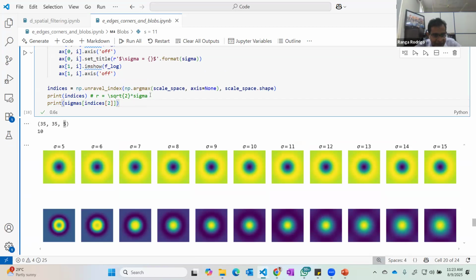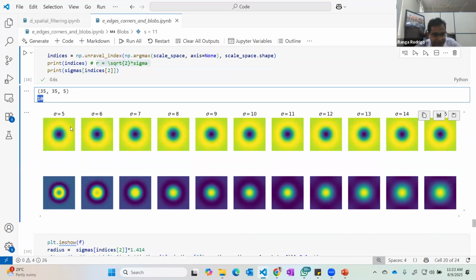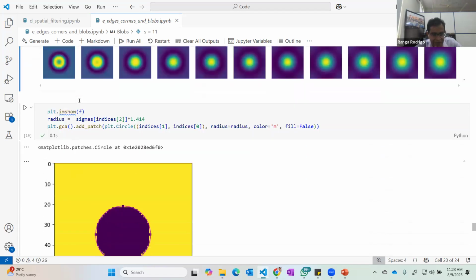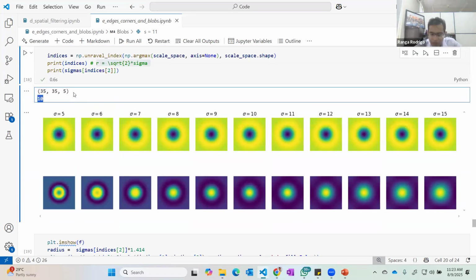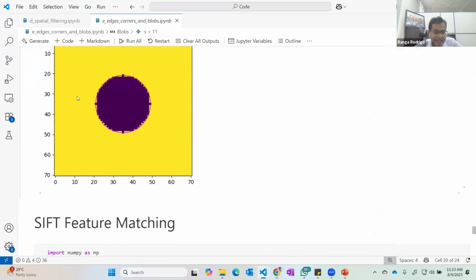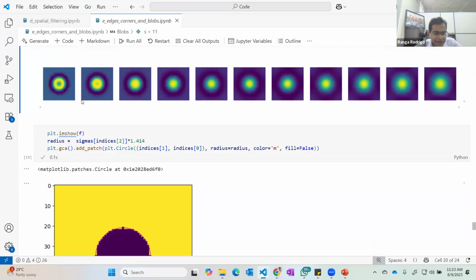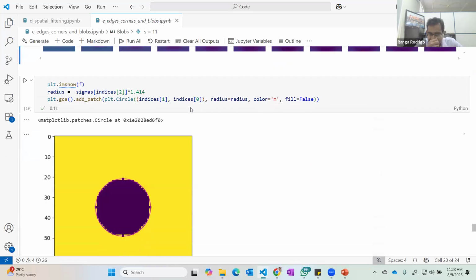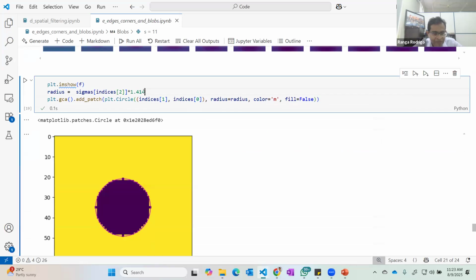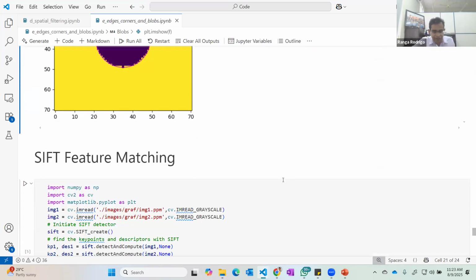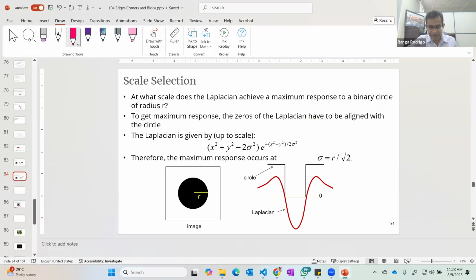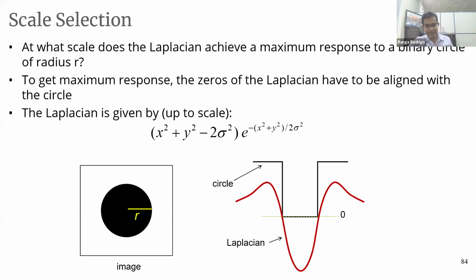Then r is the square root of 2 times sigma. So sigma value is 10. Because sigma value is 10, if I multiply by square root of 2, which is equal to 1.414, I get a radius of 14. So there you can see that's the original one that we had when we created the image. So multiply sigma by 1.414. When I draw it, the red circle, you can see it exactly matches the radius. So it's a beautiful theory. As you can see, any questions on this scale selection or blob detection theory?